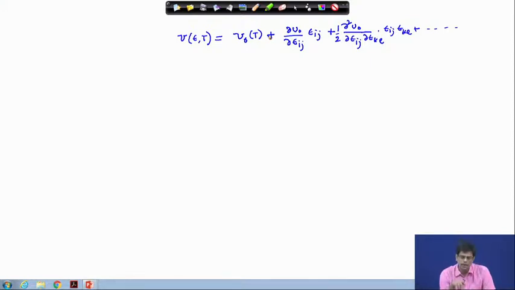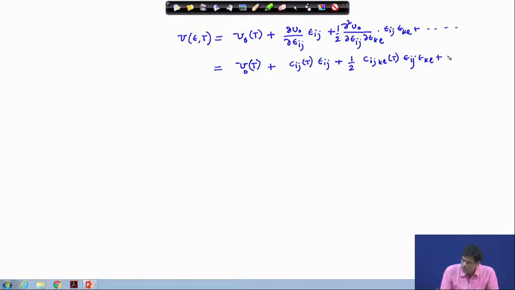So, what I did is first expand in terms of Taylor series with respect to only strain. Now, you see each term is a temperature dependent term. So, first let me write it in this way: U0 is a function of temperature, then this is Cij, also a function of temperature, and epsilon ij is my strain, and then half of Cijkl, also a function of temperature, epsilon ij and epsilon kl, and so on.